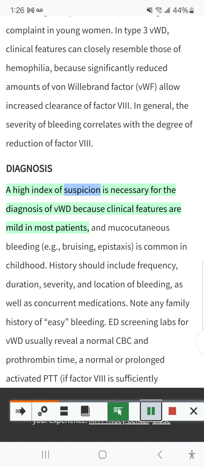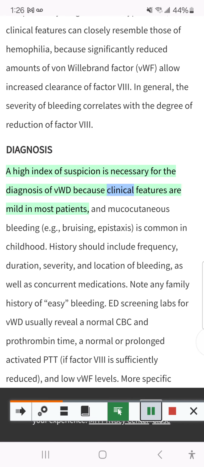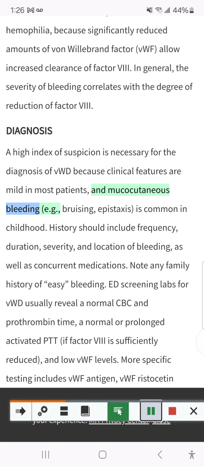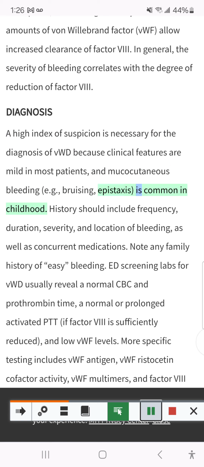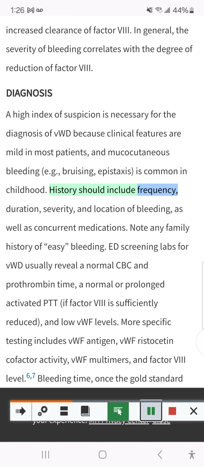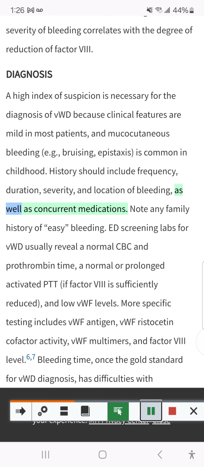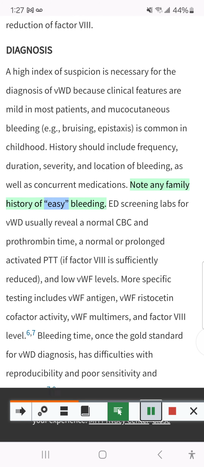Diagnosis. A high index of suspicion is necessary for the diagnosis of VWD because clinical features are mild in most patients, and mucocutaneous bleeding, for example, bruising, epistaxis, is common in childhood. History should include frequency, duration, severity, and location of bleeding, as well as concurrent medications. Note any family history of easy bleeding.